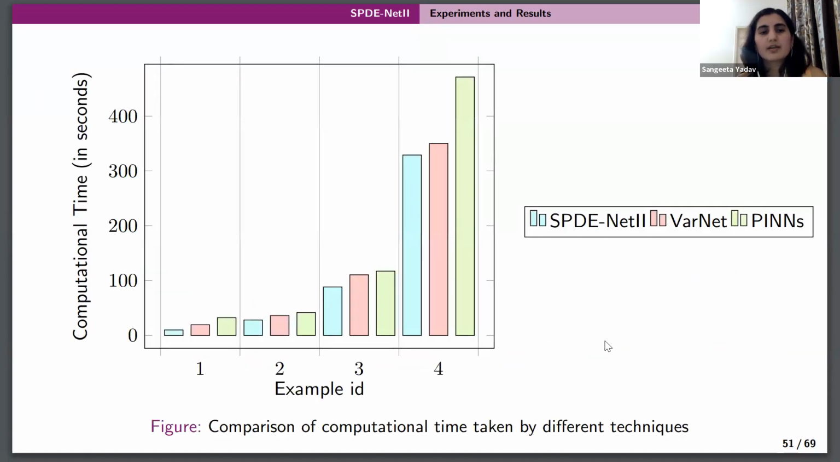Here we are comparing the computation time taken for the final solution in the case of SPDNet2, VarNet and PINN. We have not compared it against SUPG because that's a one-epoch scheme, since therein we know the formula of tau and then just solve it. If we compare the computation time, we can see the computation time taken by SPDNet2 is the minimum, because here we are getting faster convergence than VarNet and PINN.